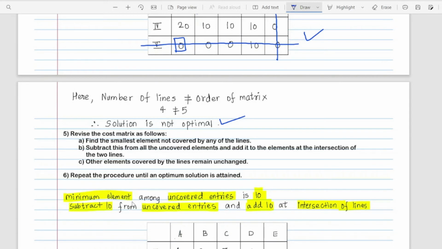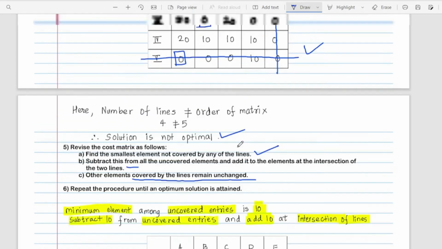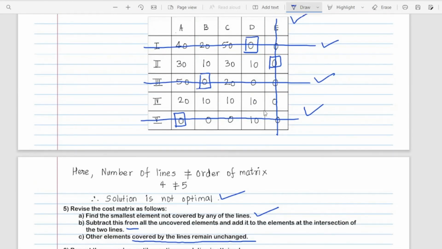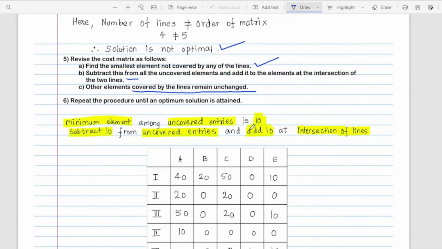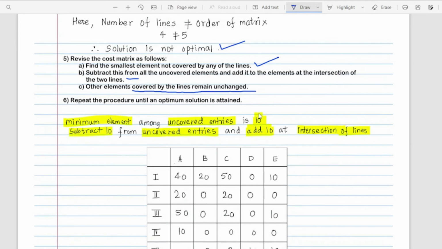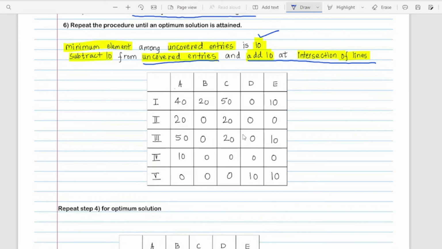So we are going to revise the cost matrix as follows. Find the smallest element not covered by any of the lines. Subtract this from all uncovered elements and add it to the elements at the intersection of two lines. Other elements covered by the lines remain unchanged. Here, from the uncovered entries of the resulting cost matrix, the minimum value is 10. Subtract 10 from the uncovered entries and add 10 at the intersection of lines. So we get the resulting cost matrix as you can see on your screen.